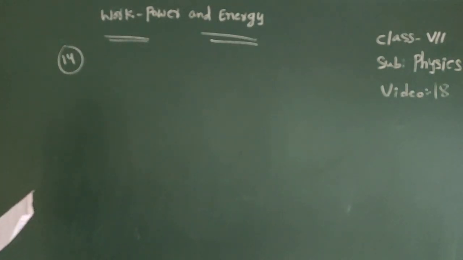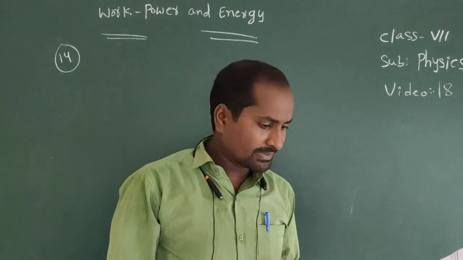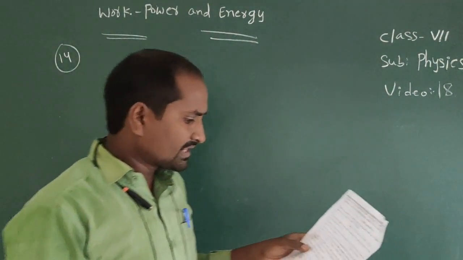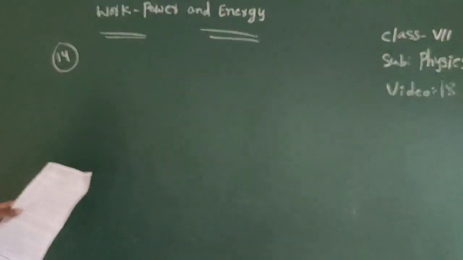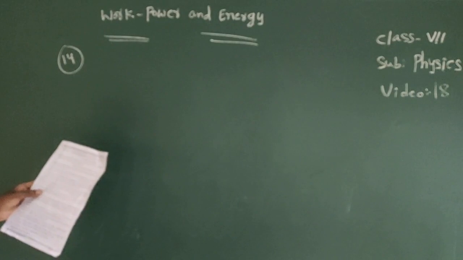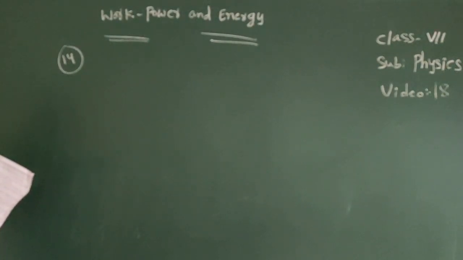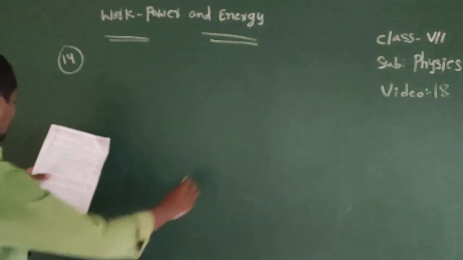14th one. A body of mass equal to 20 kg is moving with a velocity of 1 meter per second. Another body of mass equal to 1 kg is moving with a velocity of 20 meter per second. Then find the kinetic energy ratio between A and B.